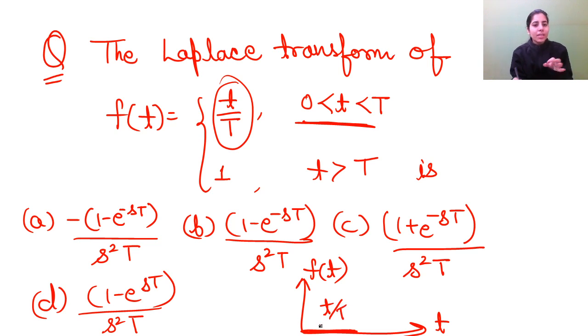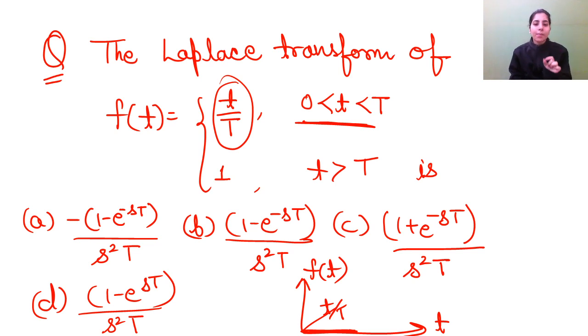Clear? That means it's just a kind of mx form. Clear? y is equal to mx form. That means I should draw the line like this, where the slope will be 1 upon capital T. We don't know its numerical value, so we can just draw it in this manner right now. Or even if you don't want to draw, don't draw, but let yourself know that this is the value of the function.